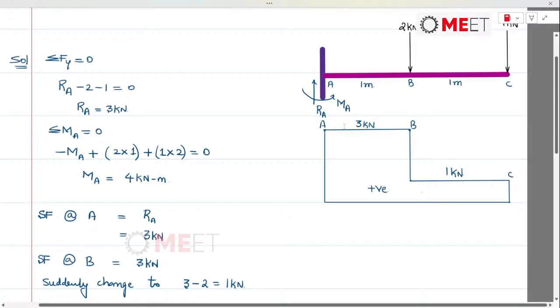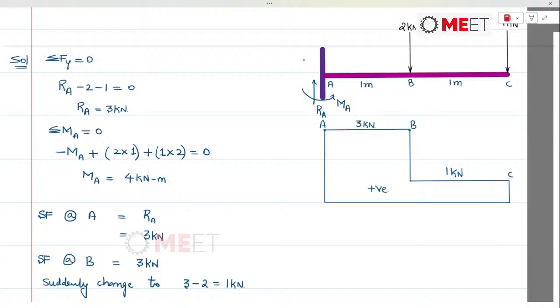C is referred to as the free end. So at the free end, the bending moment will be 0. So let's draw the BMD diagram.